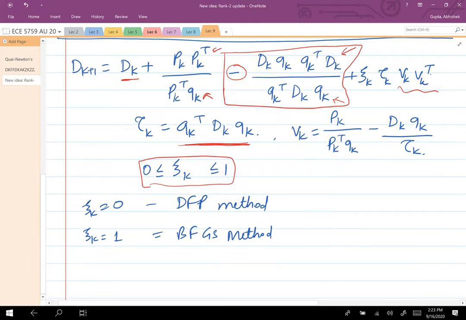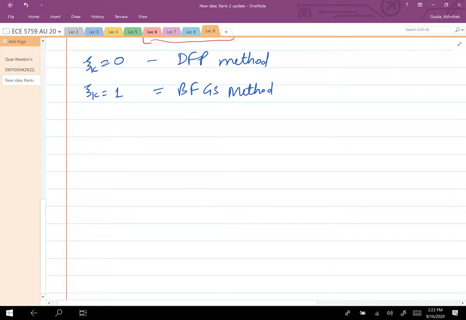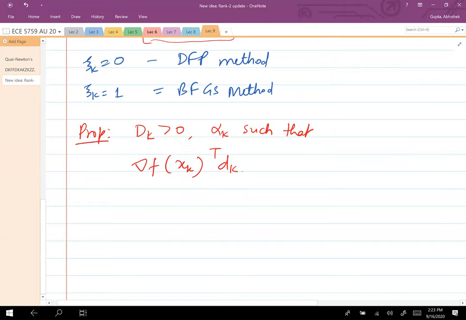However, what we can show, and the proof is given in the book, we won't be covering the proof in this class, is: Proposition. DK positive definite, alpha K is picked such that gradient of f(xk) transpose dk is less than gradient of f(xk+1) transpose dk, then dk+1 is positive definite.